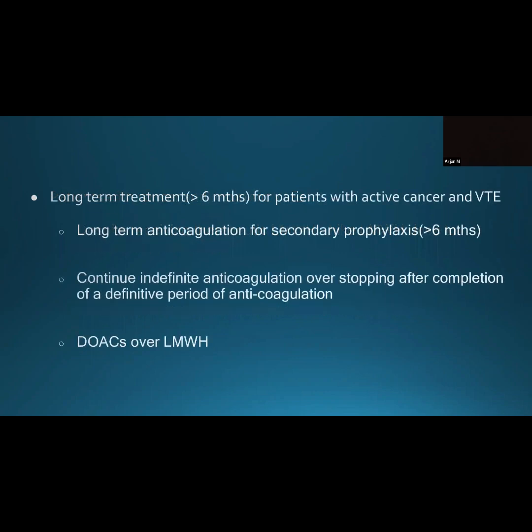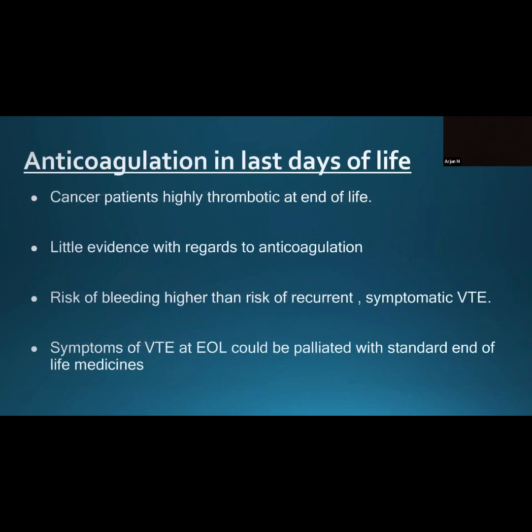And for long-term treatment of patients with active cancer and a venous thromboembolic event, long-term anticoagulation is preferred over secondary prophylaxis. And we must continue indefinite anticoagulation over stopping after completion of a definite period of anticoagulation. And here again, the drug preferred is directly acting oral anticoagulant agents over low molecular weight heparin.